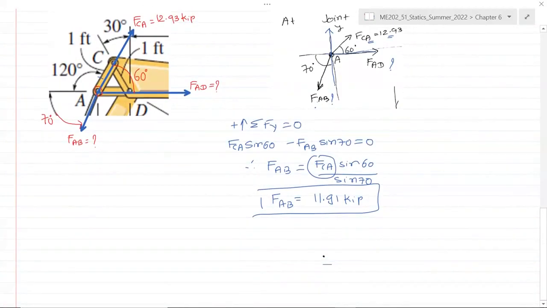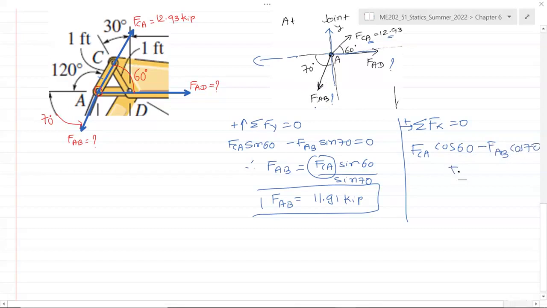Okay, and the last step is to solve for horizontal force. So sigma Fx equal to 0. Going right is positive. So FCA cosine 60. FAB also has a horizontal component going this way when we close this angle. So it's minus FAB cosine 70 plus FAD, this one, is equal to 0. From that, we can solve for FAD as minus 2.39 kilopound.